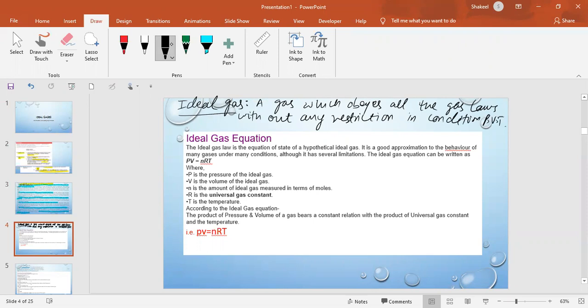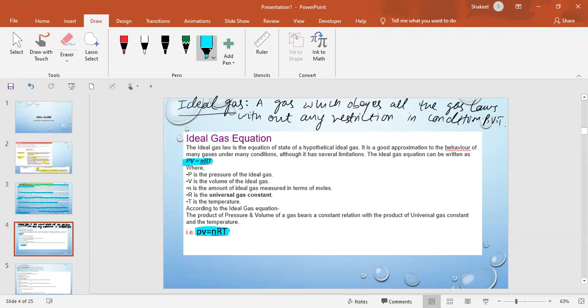So for the ideal gas equation, we have to derive several equations. The first equation we will look at is PV equals nRT. So what's that? The ideal gas law is the equation of state of a hypothetical ideal gas.